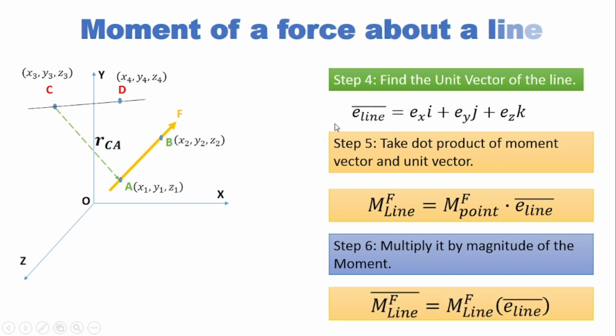So this is a 6 steps process. In the first step we'll find out the force vector, in the second step we'll find out the position vector, in the third step we'll take the cross product of the position vector and force vector, in the next step we'll find out the unit vector for this line, then we'll take the dot product of the moment with the unit vector, and then we'll multiply this magnitude with the unit vector. So this will give you the final answer for this question.